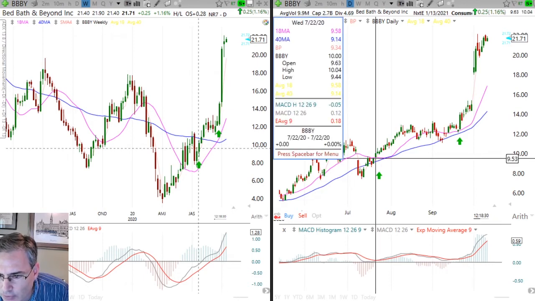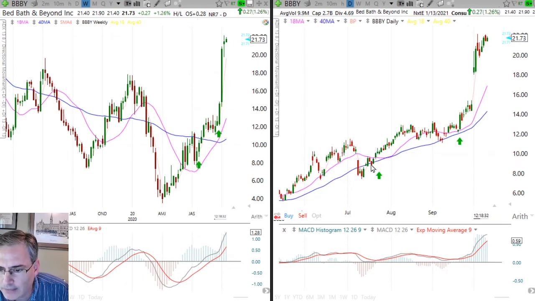It had a nice green bar crossing above. In fact, it had a nice green bar here, and then a second nice green bar on this bar, and you cross above the 18, and then we got the cross of the signal line. So I think that qualifies as a buy signal.